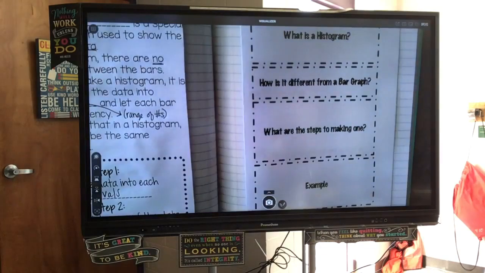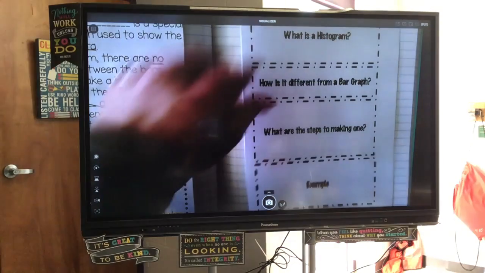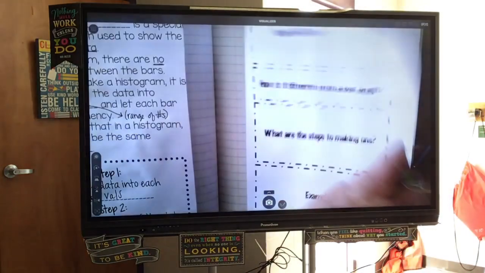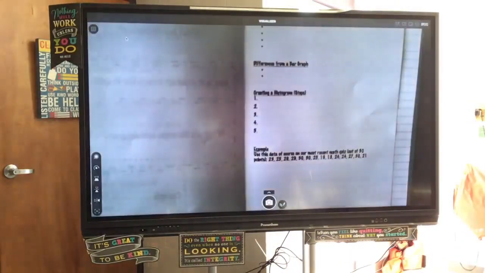Alright, so looking at our foldable, we're gonna talk about what a histogram is, how it is different from a bar graph, what are the steps to make one, and then we're gonna do an example. So go ahead and open up to the inside.